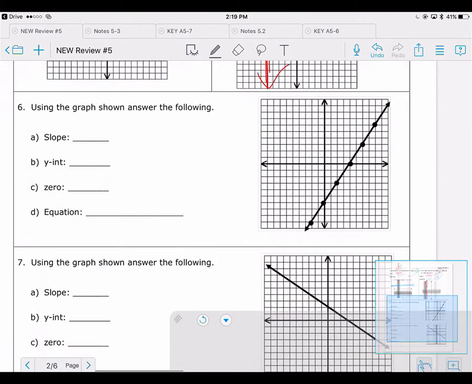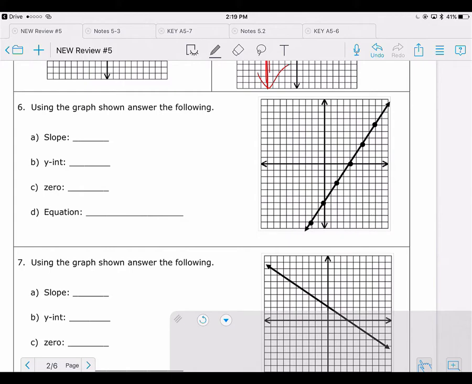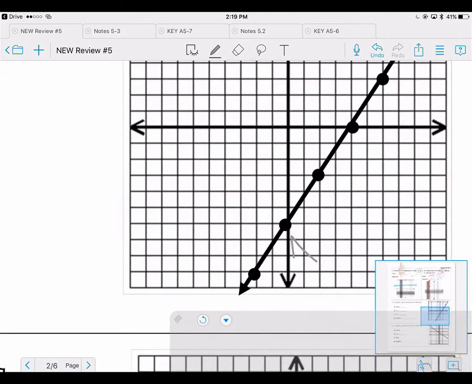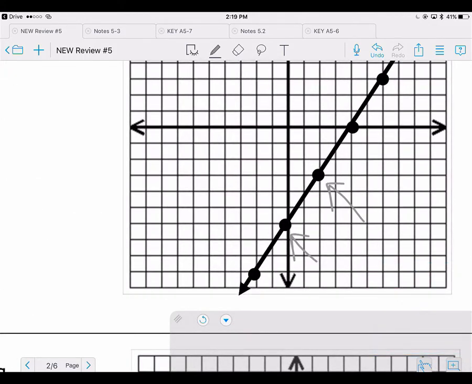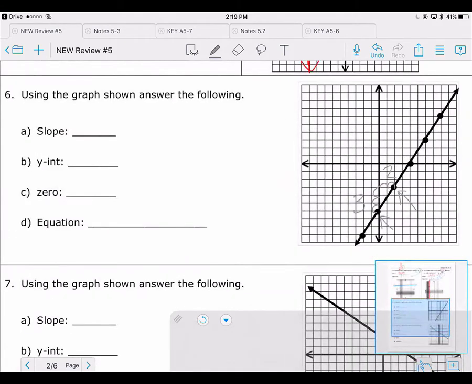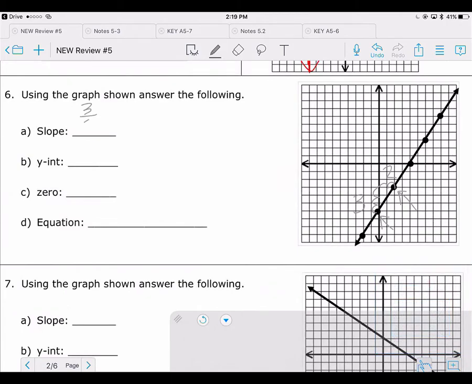Problem 6 has given us a graph and asked us to find the slope, y-intercept, zero, and then write our equation. So slope, I go from point to point. It does not matter which 2 points you go from as long as you go left to right. So from left to right, I go up 3 and right 2. So my slope would be 3/2. My y-intercept, it is crossing at a -6.